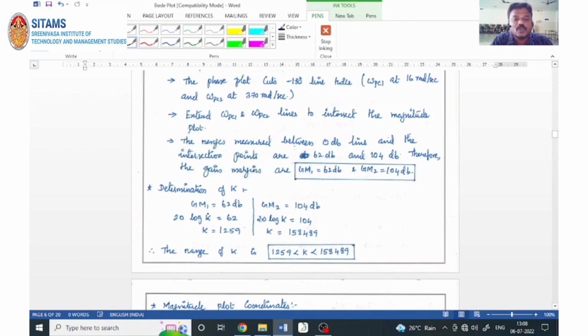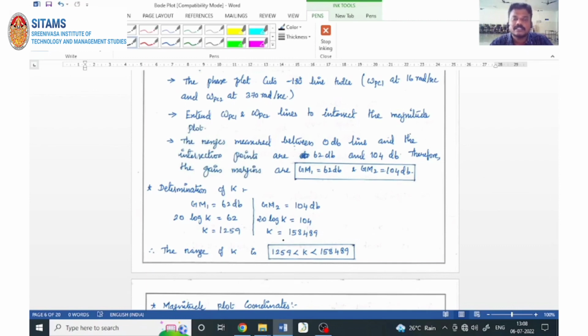By solving this equation, you will get the K range. The minimum is 1251 and the maximum is 158489. So the range of K is between these two values. For this model, they have not given any specification, but you know the value of gain margin. From the gain margin, you can easily calculate the range of K. So this is all about this problem.